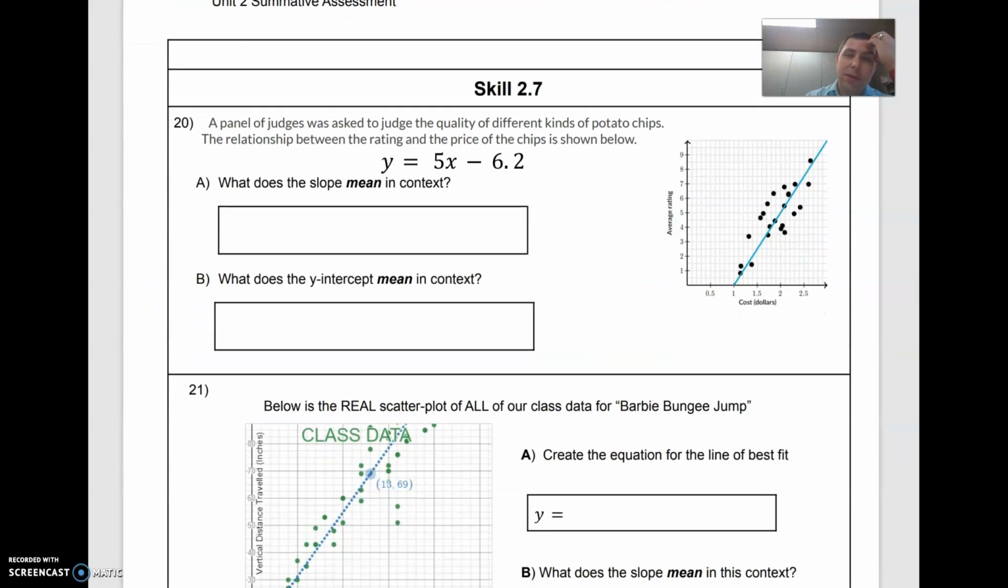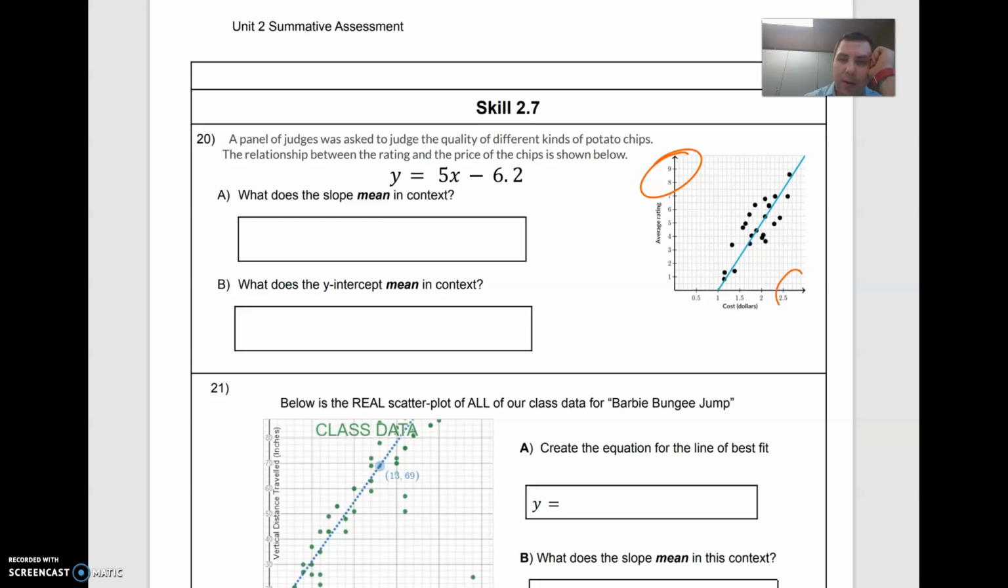All right, so now let's talk about skill 2.7. So the big thing here is you're interpreting what's going on. So if you haven't read this problem, please do so. But the situation is presenting some kind of relationship between the average rating of a potato chip and its cost, because they were looking at the quality of the different kinds of chips. So the rating, it seems, if you look at the graph, is going up for the pricier chips.